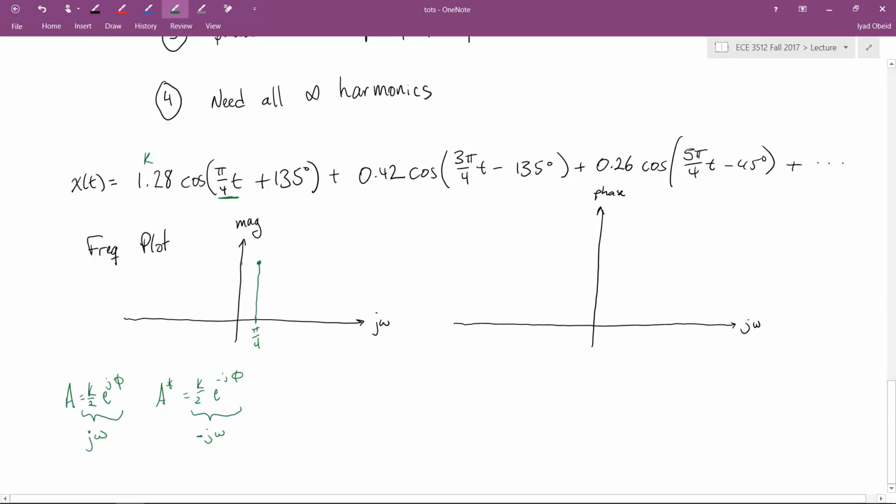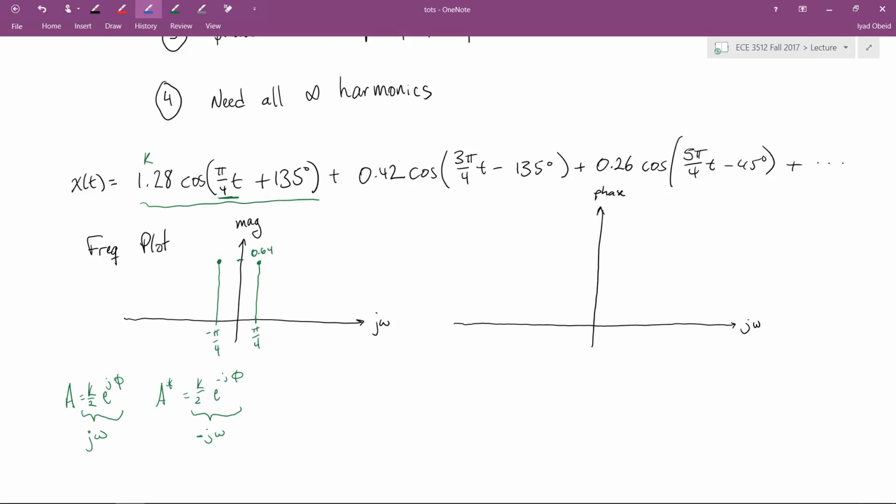So let me pull up my notes here. 0.64. And at frequency minus j omega, I also have the same amplitude, because it's k over 2 for the positive frequency and k over 2 for the negative frequency. And that all corresponds to the first harmonic.